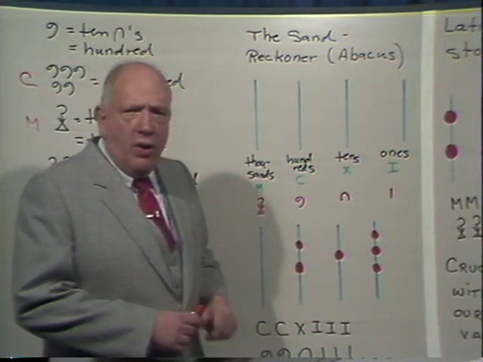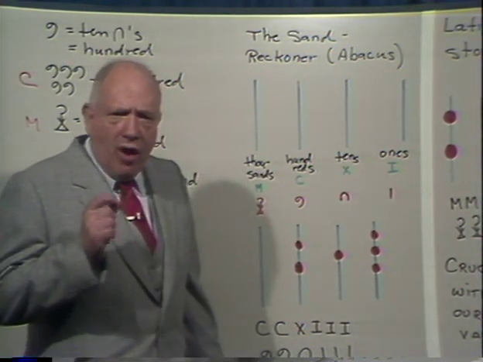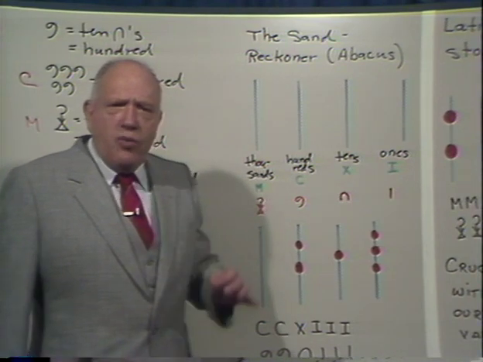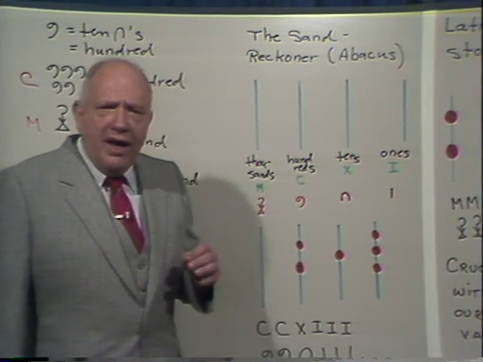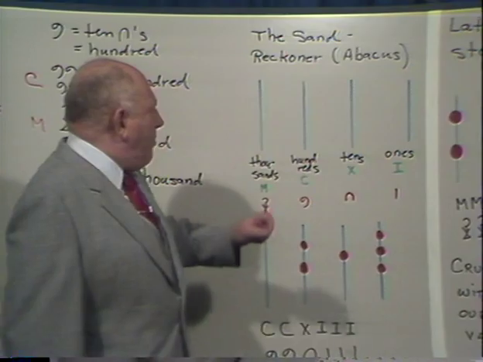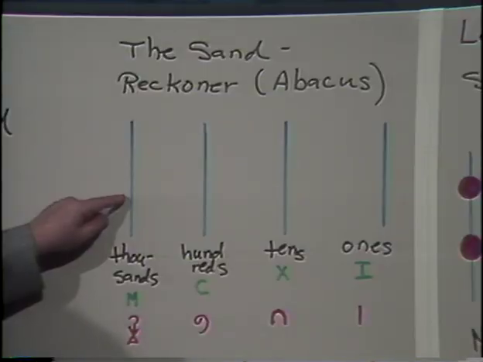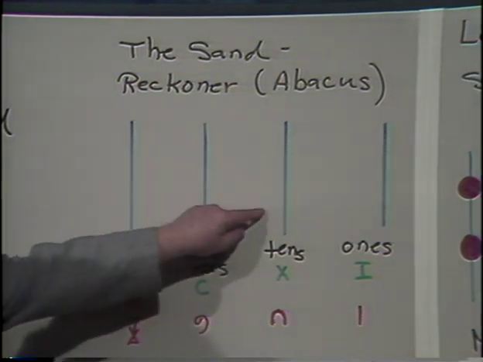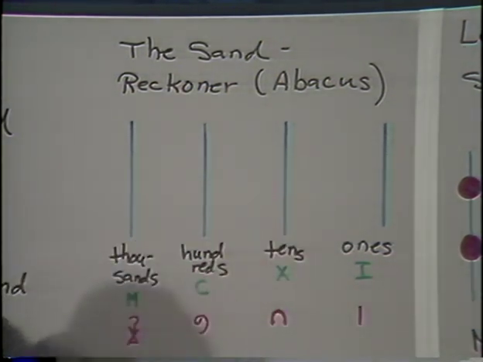And what people did is they took pebbles, stones. The stone now became the adjective. Wherever you placed that one stone, it was always one stone. But what it modified depends on where you placed it. If I put it here, the stone meant 1,000. If I put it here, it meant 100. If I put it here, it meant a 10. And if I put it here, it meant a 1.